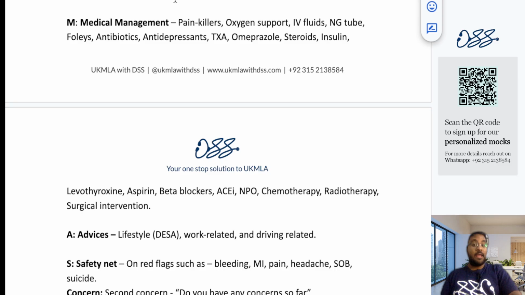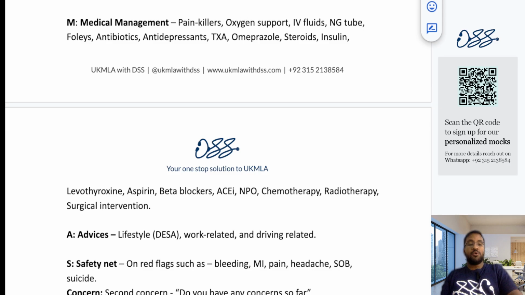That is the M, the medical management. This is all to do with your medical knowledge. Use this particular section to share all the medical knowledge that you have in your head. This includes the medical management, which always begins from the first-line management and the symptomatic management.